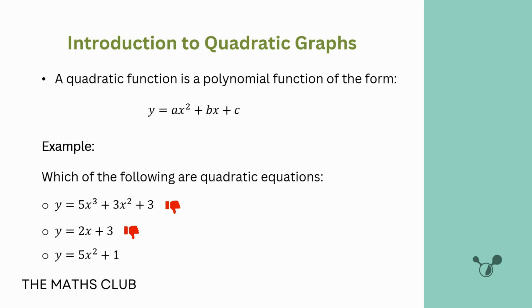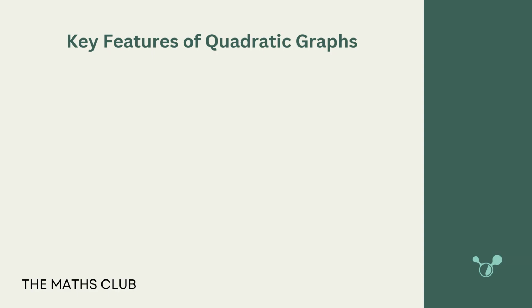I'm sure you're confused, right? Because what I showed you here was ax squared plus bx plus c, but you're not seeing anything like bx here. As long as the highest power of x is 2 in that equation, that is a quadratic equation. Great. So let's look at quadratic graphs.